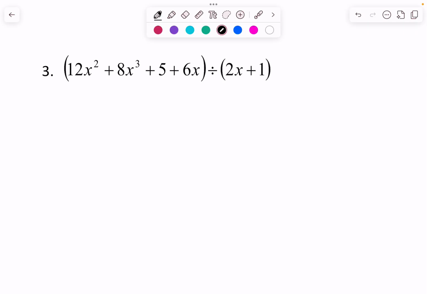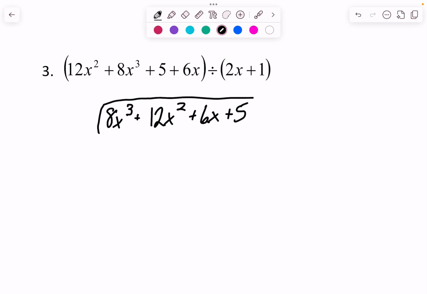Okay, if you notice on this one, they're not in order. We need to write them in order when we're doing our dividing, so highest power to lowest power. Otherwise, we'll get messed up.